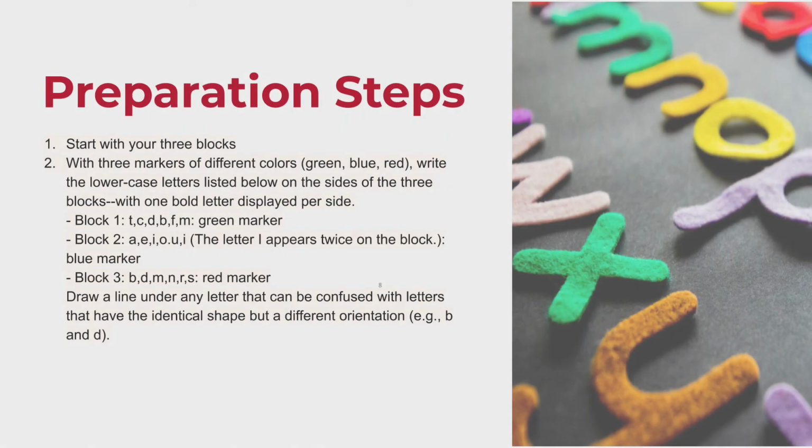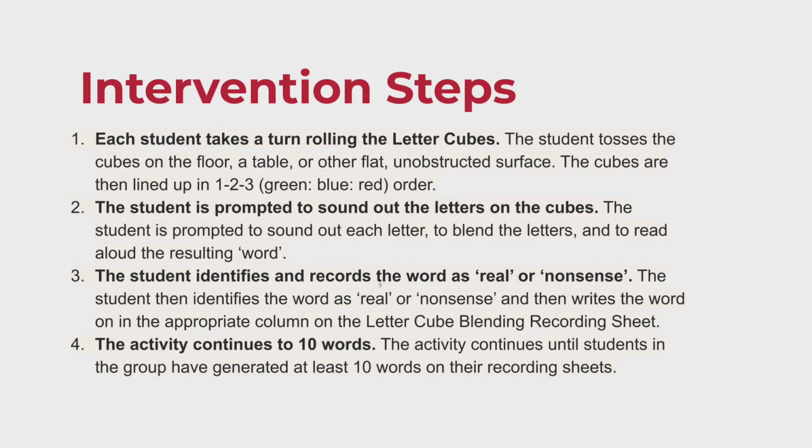For preparation for this intervention, start with your 3 blocks. Next, take 3 markers of different colors, green, blue, and red, and write the lowercase letters listed below on the sides of the 3 blocks. And finally, just to make sure that we can tell which letters are which, draw a line under any letter that can be confused with another letter that has an identical shape, for example, B and D, so that when the blocks are rolled and the letters are flipped over, that line will show which letter was supposed to be which. Now for the steps of this intervention.